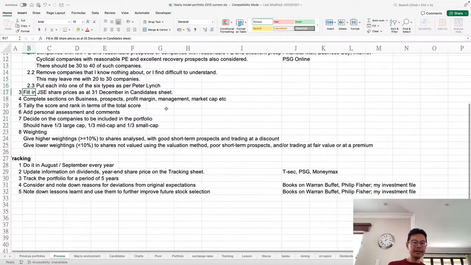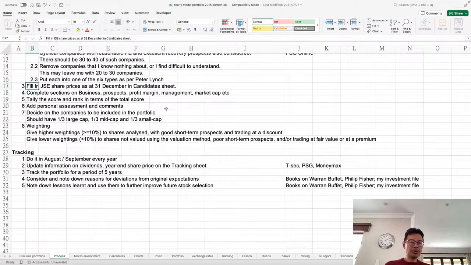Okay, then here is the tracking. Do it in August, September of every year. Number 2 is update information on dividends, yield and share price on the tracking sheet. Number 3 is tracking the portfolio for a period of 5 years. Number 4, consider and note down reasons for deviating from original expectations.